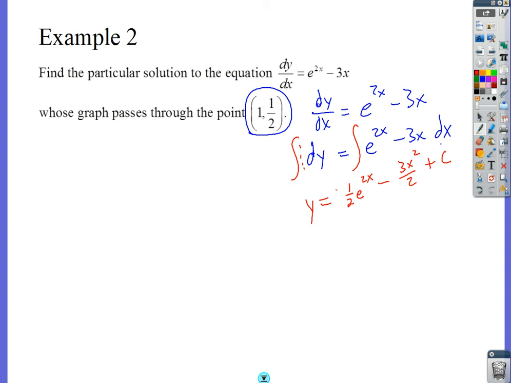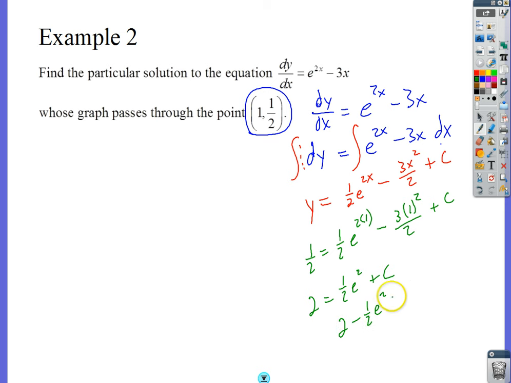So what's different about this one is they give us that point. So what can I possibly do with that point? You're right, plug it in. So now when I plug in, the y value is 1/2, which is equal to 1/2 e to the 2 times 1 minus 3 times 1 squared over 2 plus c. I simplify, and then I add the 3/2 over. When I add the 3/2 over, I get 2 is equal to 1/2 e squared plus c. I can then subtract the 1/2 e squared, and I get 2 minus 1/2 e squared is equal to c.